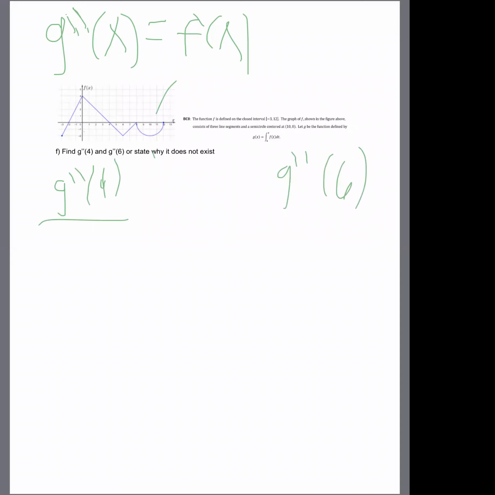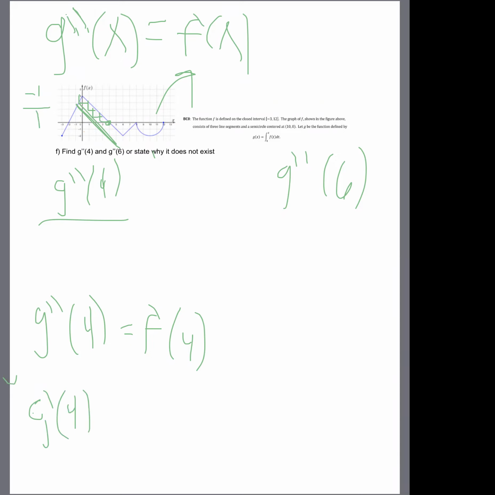So from this logic, g double prime of 4 is equal to f prime of 4. If we look at the graph, f lies on this little segment. So all we'd have to do is take the slope of that segment, because it's asking for f prime of 4, and we know that slope is the derivative. And we kind of did it earlier, it's just -1, -1, -1, -1. So it's -1 over 1, which means that g double prime of 4 is equal to -1. So that one wasn't too bad.